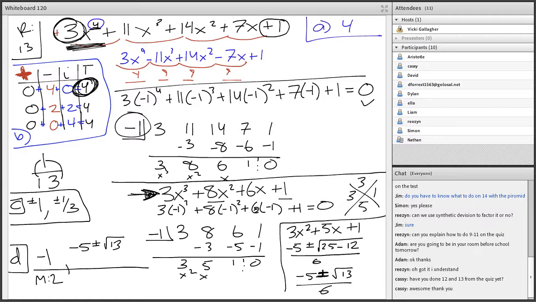And so again, even though it looks like we only wrote two answers on the answer line, we have in fact written 4. The number -1 counts twice, and the plus or minus symbol gives us two different options for that crazy fraction.